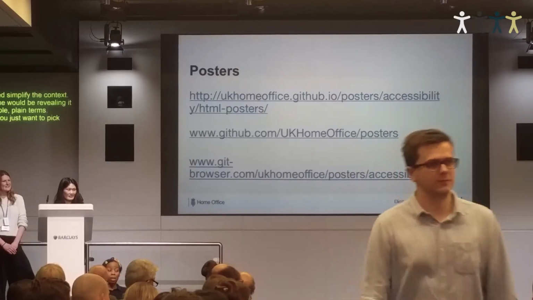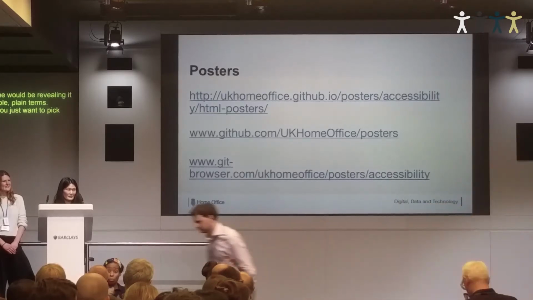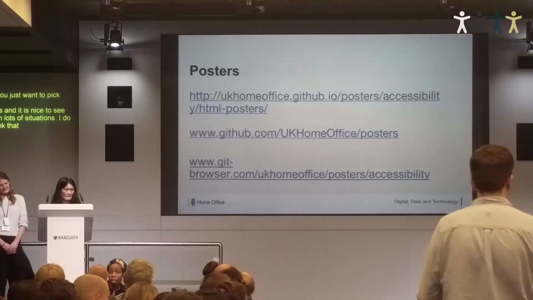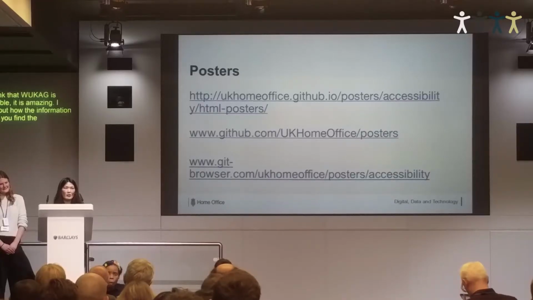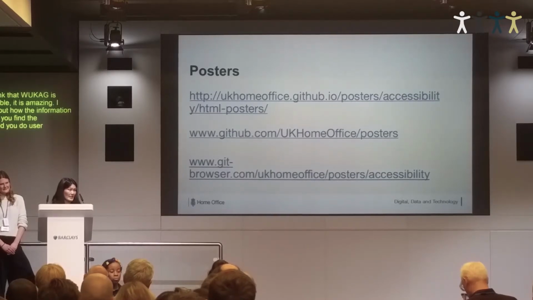I love the posters, and it's nice to see the web format as well. I've used them in lots of situations. I do a lot of accessibility consultancy, and I think that WCAG is really unusable, and these are the opposite. I think they're really usable, which is amazing. I wanted to find out more about how the information was put together for each. So how did you find the information for the autism poster? Did you do user testing? So I did do a bit of research in it.